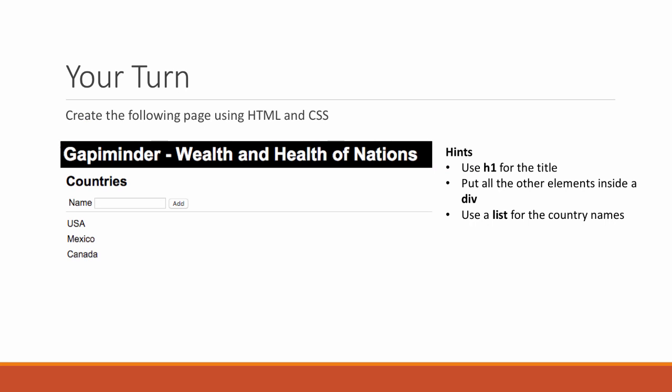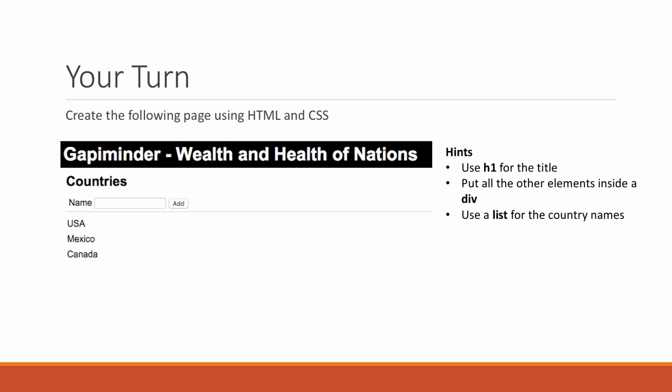Okay, now as I said before, I want you to pause the video, and then I want you to create a page that looks like this image that you are seeing right here. You only need HTML and CSS to create that. You have a title, you have a subtitle, and then you have a list of countries and an input box where the user in the future will be able to put some name and add to the list. Right now we just want to make the page. We don't have to make the add button work.